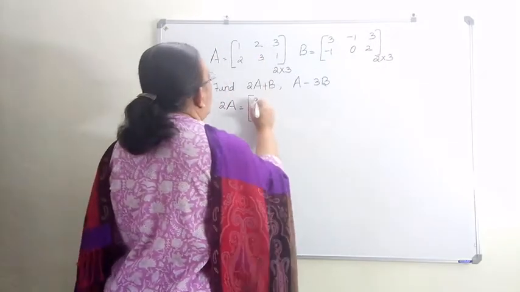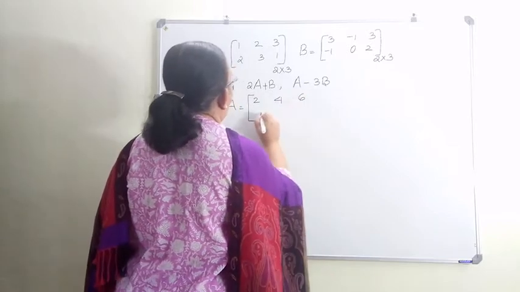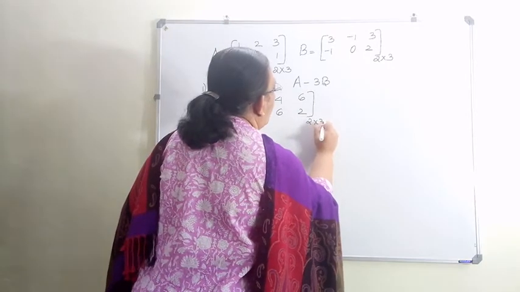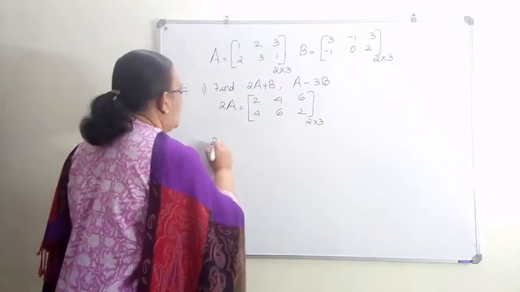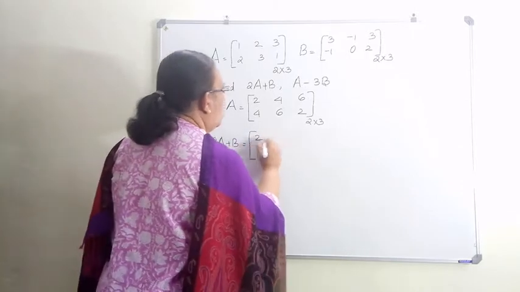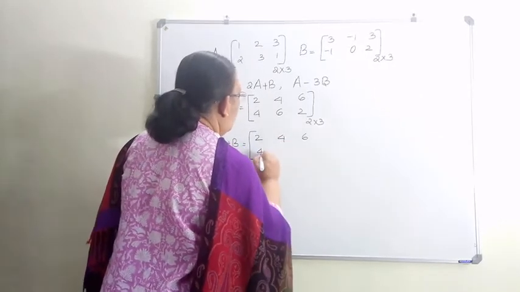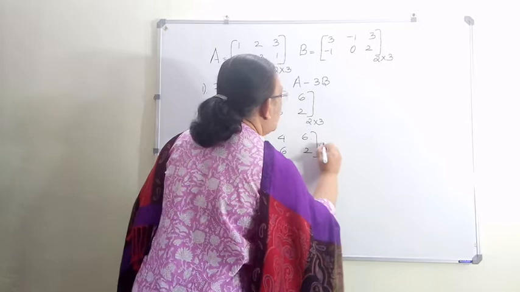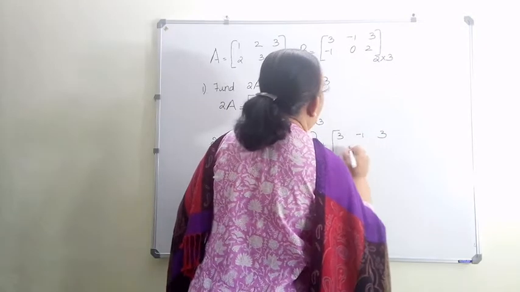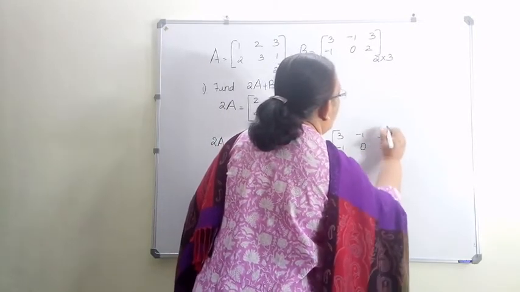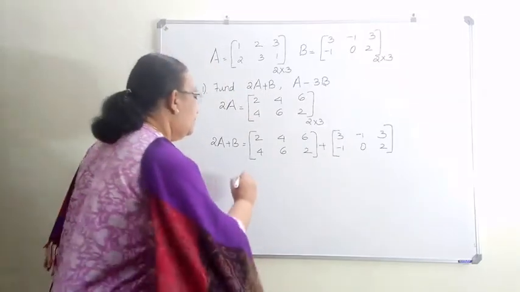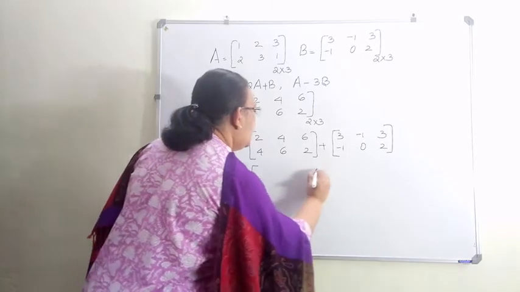So, what is the answer? 2, 4, 6, 2 2s are 4, 6 and 2. The same order follows. Now, the question is 2A plus B. 2A plus B is equal to 2, 4, 6, 4, 6, 2 plus matrix B. What is matrix B? 3, minus 1, 3, minus 1, 0, 2. These two matrices are of the same order, so when you add them, the result is also a matrix of the same order.